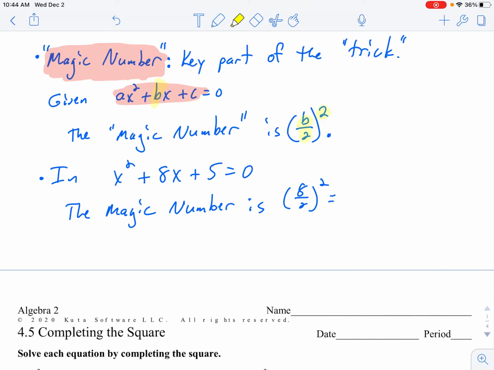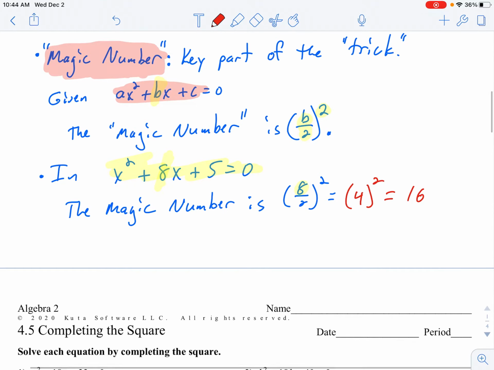So, for example, if we had x squared plus 8x plus 5 equals 0, the "magic number": you take that 8, cut it in half, and square it. So 8 cut in half is 4, and 4 squared is 16. Now, what do you do with that magic number? That's not the answer. That's just a step in the process. That's what I'm going to get into as we go through here.